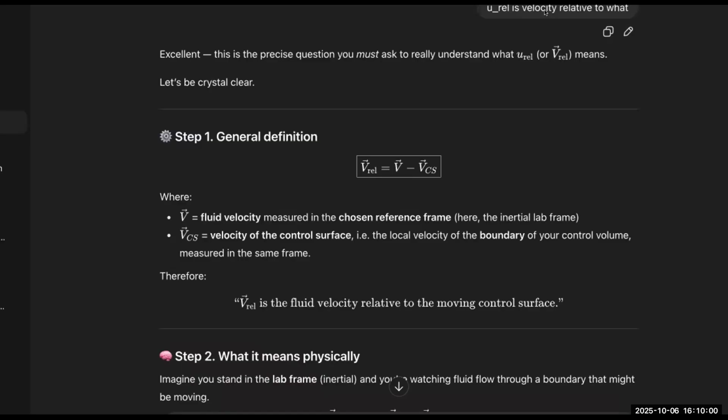So when we were using relative velocity, it is defined as the fluid velocity measured in the chosen reference frame. Here it is the inertial lab frame, and V_CS is the velocity of the control surface. So V relative is equal to the fluid velocity minus the velocity of the control surface.